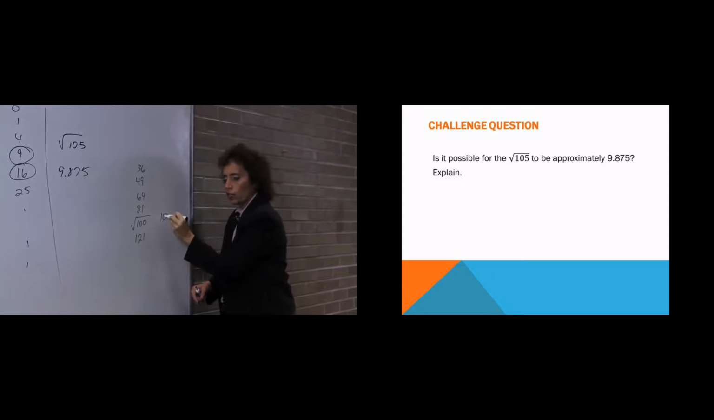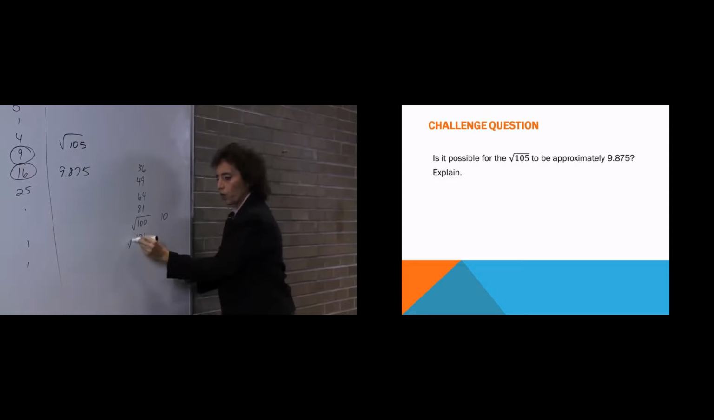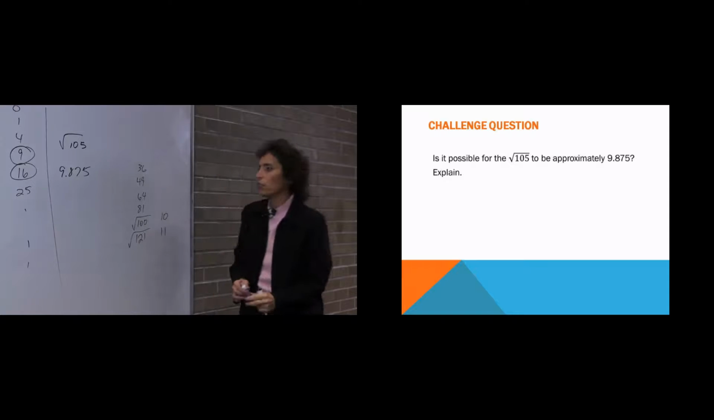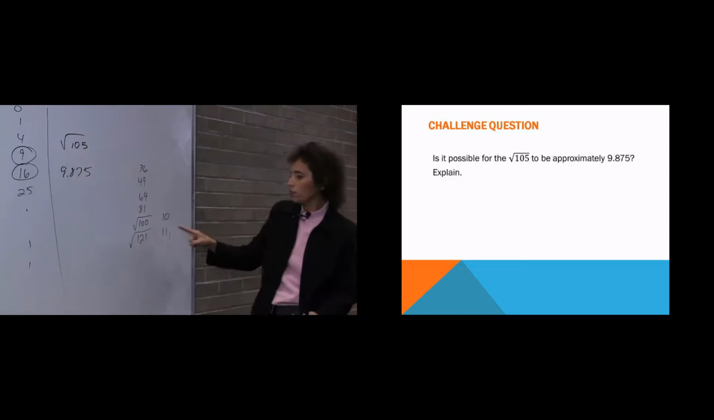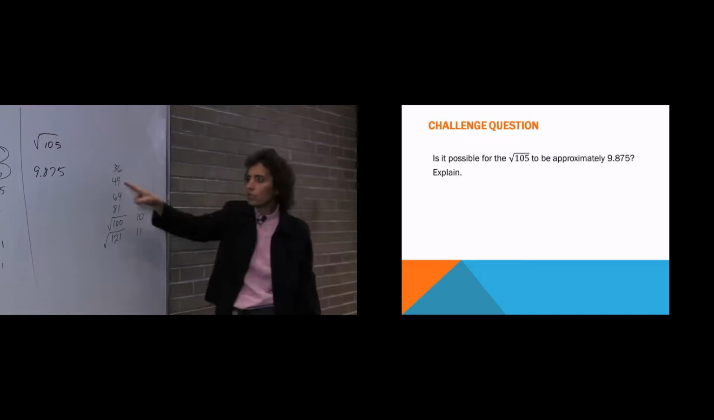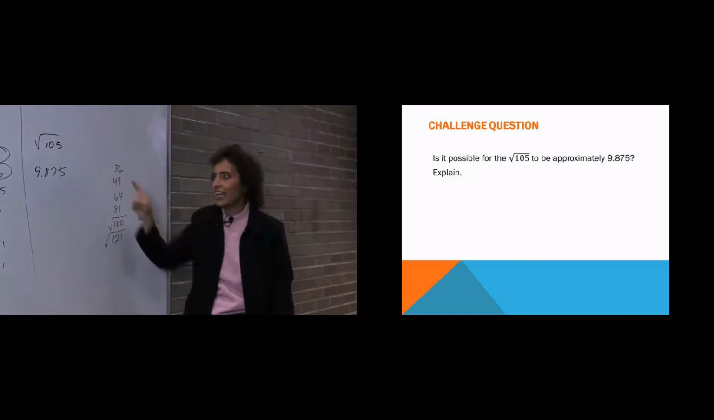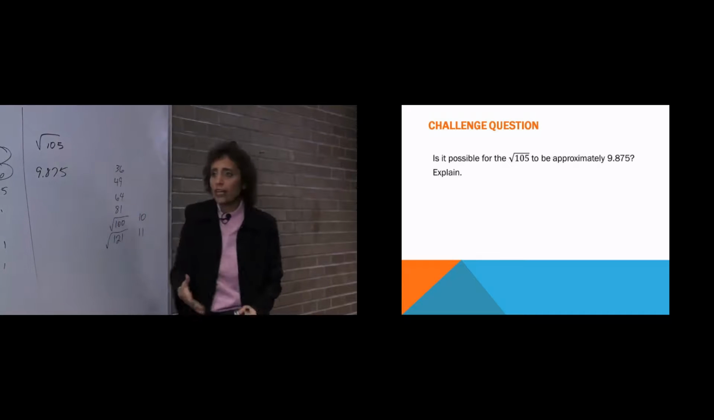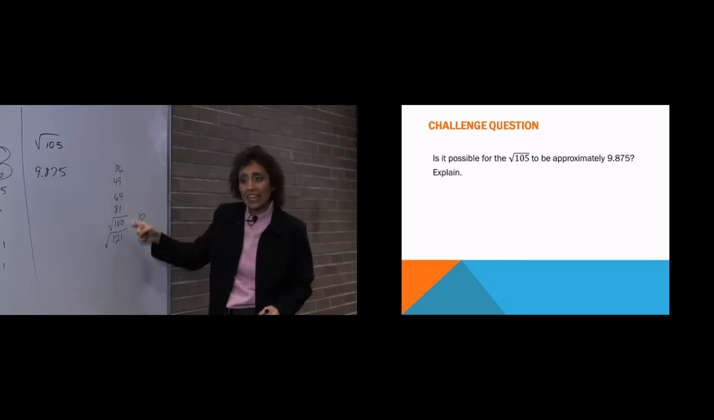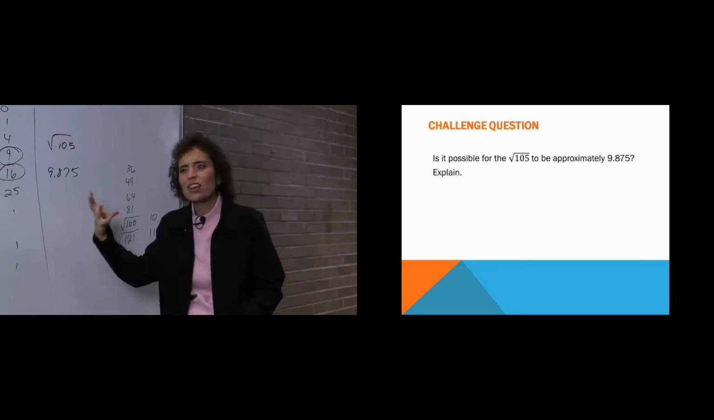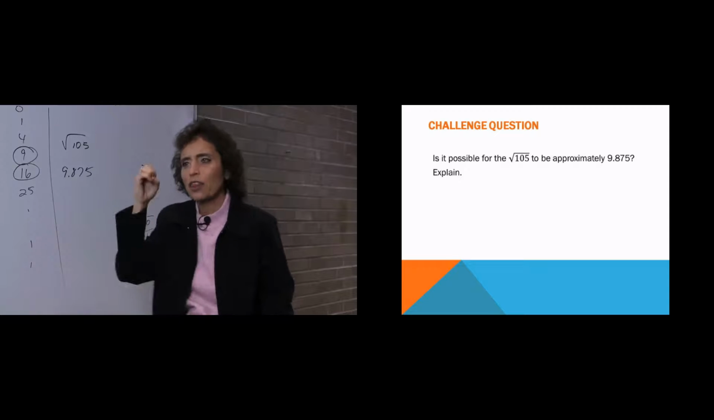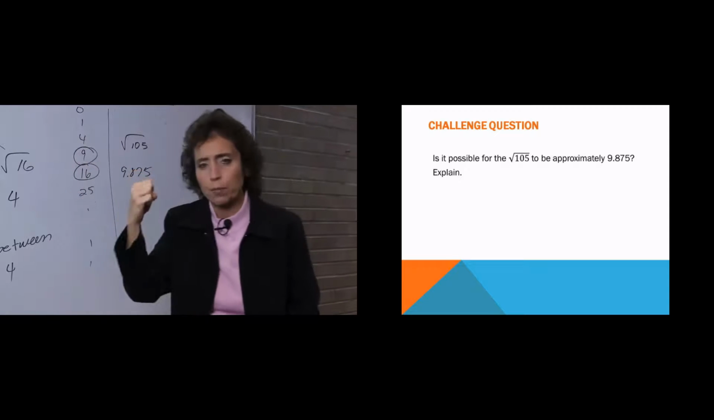So the square root of 100 is 10. The square root of 121 is 11. Well, the square root of 105 has to be bigger than 10, because the square root of 100 is 10, and 105 is more than 100. Any way you want to do that, you can do it, but that makes sense, right? They just want you to think about that question. They don't really want you to do it. Think of the perfect squares and just think about it.